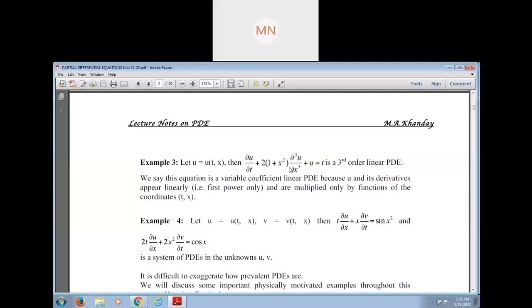A partial differential equation is what? If the equation involves two or more independent variables with their partial differential coefficients, then it is called a partial differential equation. Partial differential coefficient means this del.